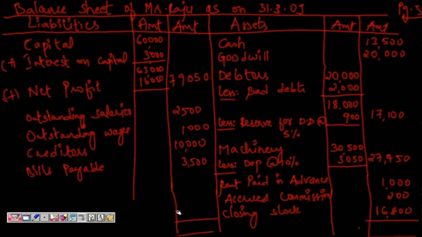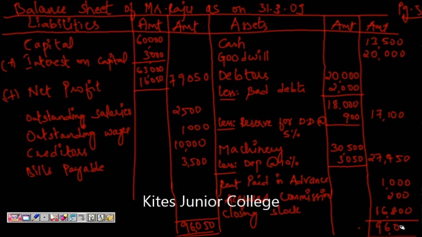So 79,050, 2,500, 1,000, 10,000, 3,500. If you add all this, the total is coming up to 96,050. Check whether the same total is coming on the asset side also. 13,500, 20,000, 17,100, 27,450, 1,200, 16,800. Yes, the same total is coming on the asset side also. That means your problem is correct. Then draw two lines that indicate your balance sheet is finished. Clear? Yes, thank you.